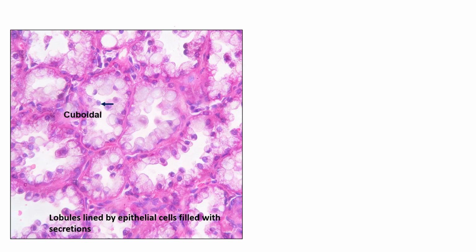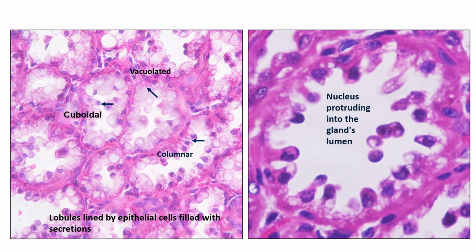It can be cuboidal, which shows vacuolated cytoplasm, and it can be columnar, and you will see some specialized cells known as hobnail cells. In these hobnail cells, the nucleus will be protruding into the gland lumen. So these are the hobnail cells. If you observe here, it looks like a hobnail. Towards the lumen, the nucleus appears as if it is protruding into the lumen. So this is known as hobnail. Here you are able to see such a hobnail cell, and this is another hobnail cell. All these are hobnail cells, which are a characteristic feature of lactating adenoma.